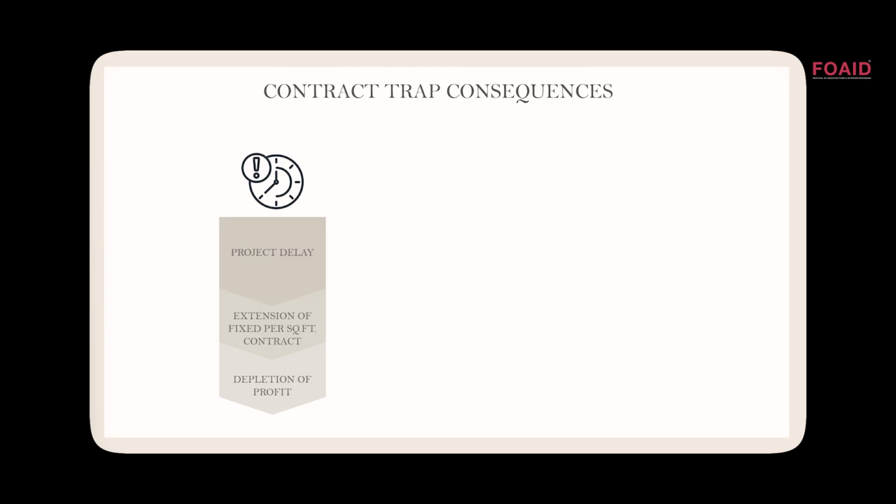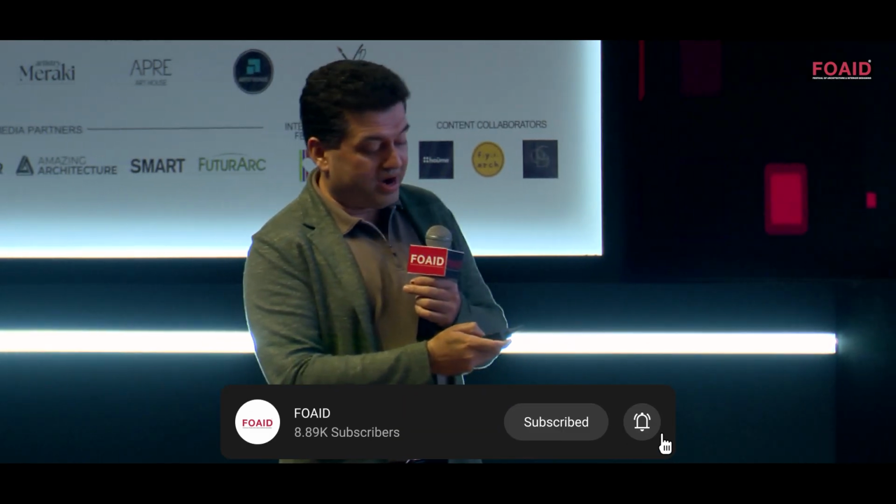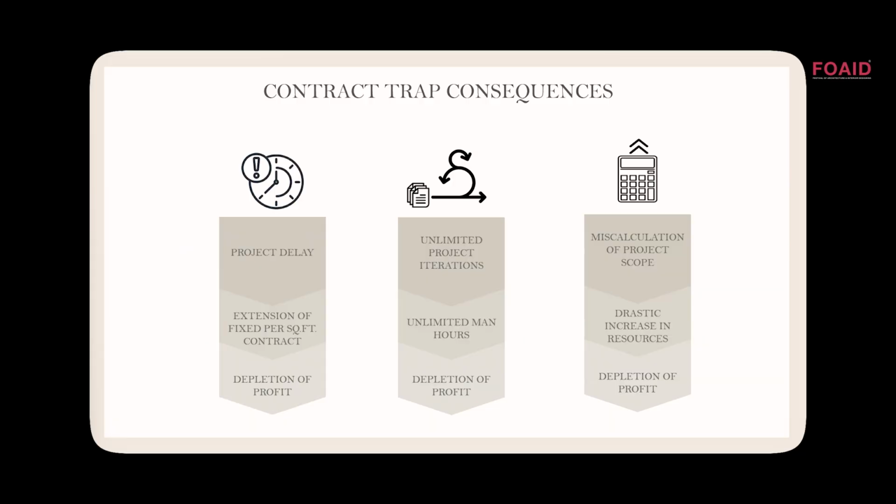So first consequence, project delay. You have an extension of the fixed contract, you deplete your profit. You have unlimited project iterations. Project keeps changing form and shape. Again, you've got unlimited man hours, depletion of profit. Miscalculation of the scope. It's a common problem. You've calculated a certain extent of the effort that you need for the project, but the scope is miscalculated, so it drastically increases, depletion of profit. What can you do for that?